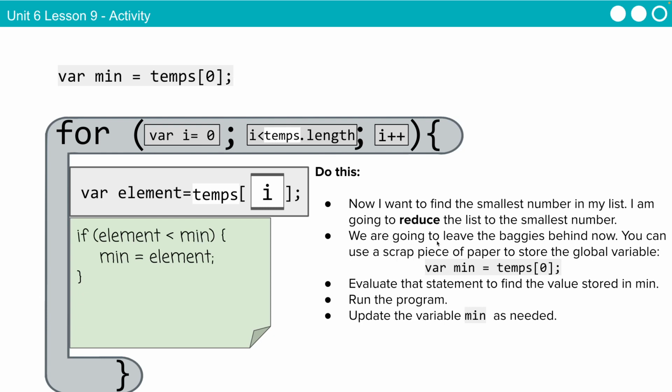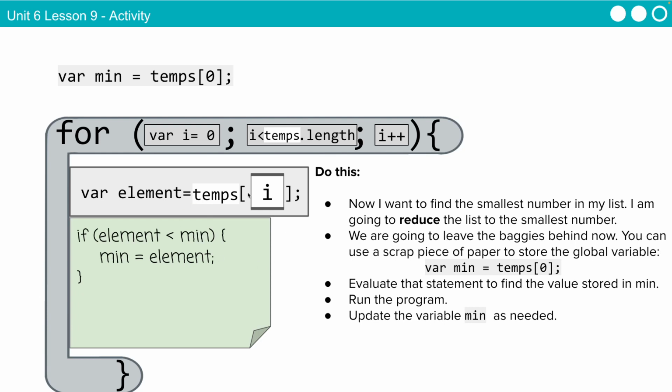So, to find the smallest number, we're going to leave the baggies behind. I left them behind long ago. Scrap pieces of paper are always good. And then I'll post a video on how to make a trace chart. Trace charts are useful in these situations, especially when you have to track a lot of variables.